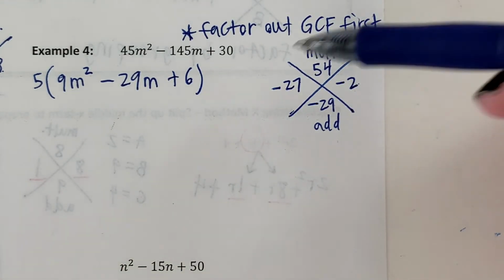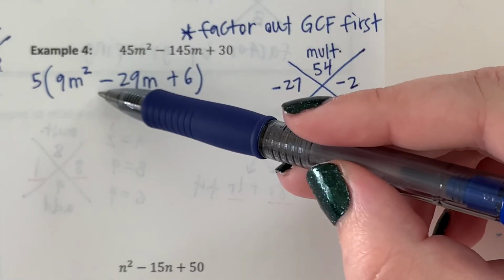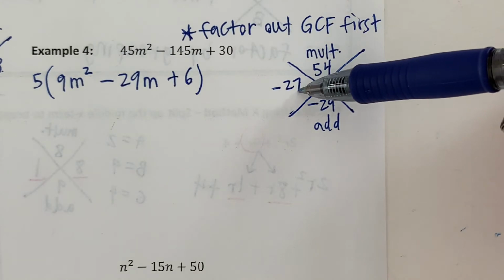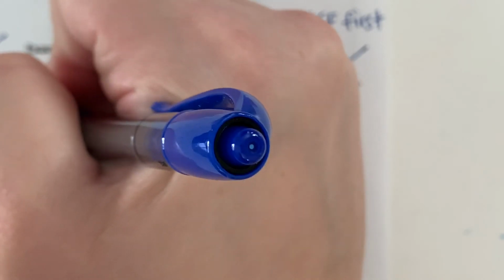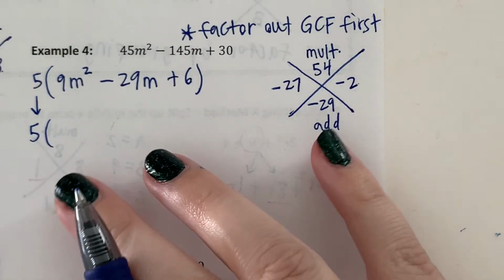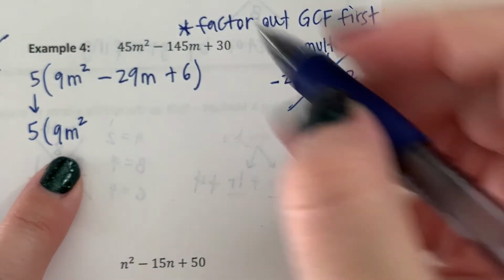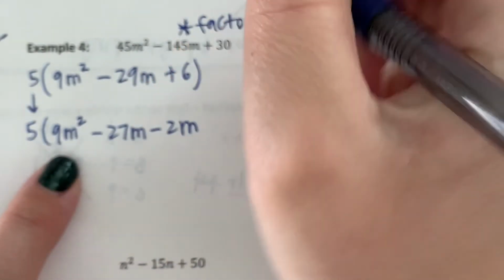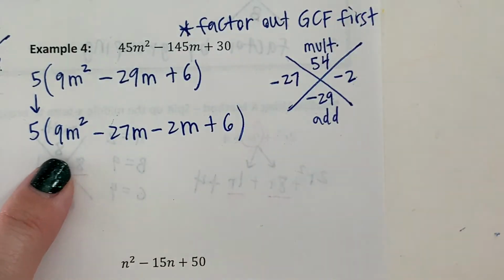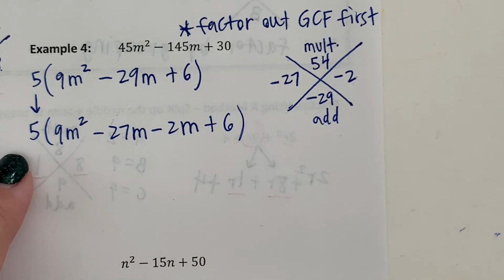So again, you might just need to use your calculator. It might be guess and check, but this means I can split up negative 29m into negative 27m and negative 2m. I do need to remember to bring down that GCF of 5. That's just along for the ride. I have to continue writing it. And now I can write 9m squared, splitting up the negative 29m into negative 27m and negative 2m. Don't forget to bring down your plus 6. And then I'm just grouping it inside parentheses since I did pull out a GCF of 5.